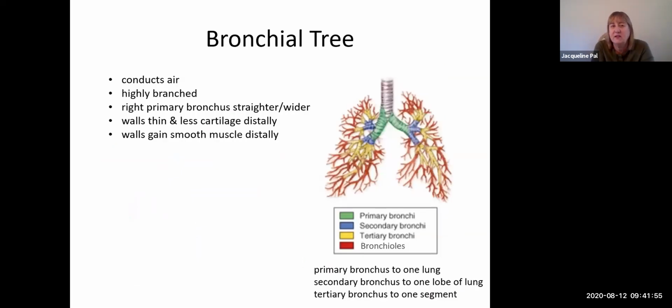So now we have entered the bronchial tree. We are still just conducting air, okay? Just because we've started this pathway in the bronchial tree doesn't mean we're doing any gas exchange. So the bronchial tree is highly branched. In fact, it has 19 different branches, each of which has a name.